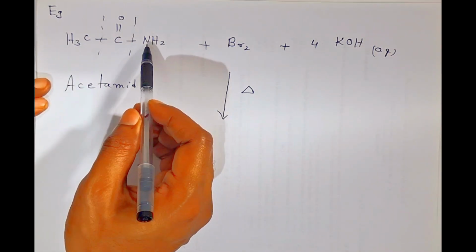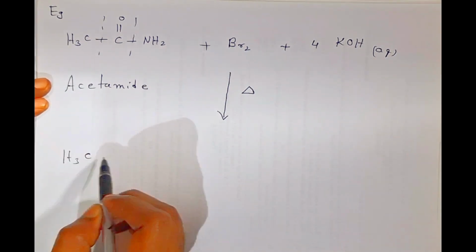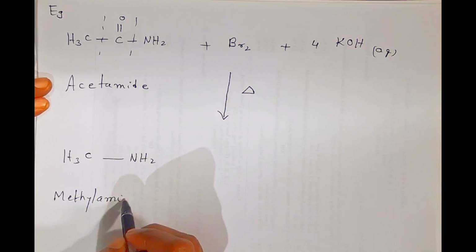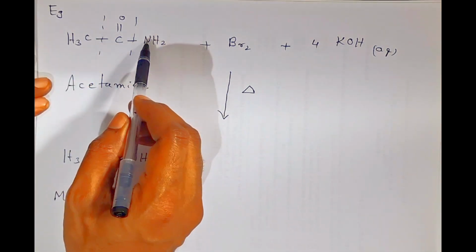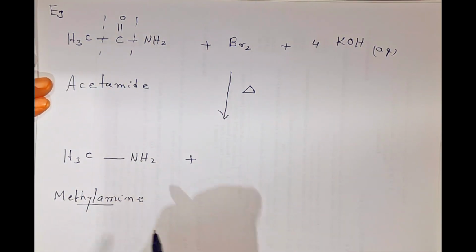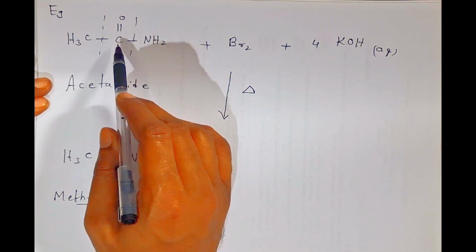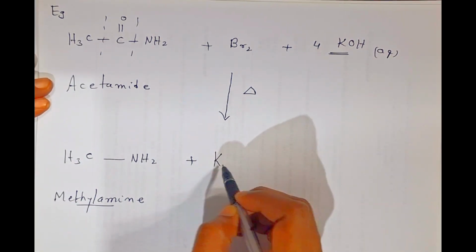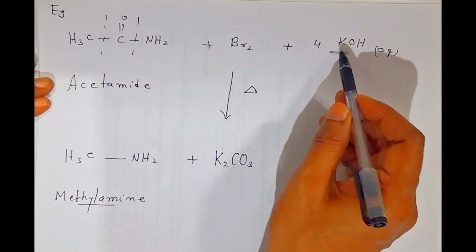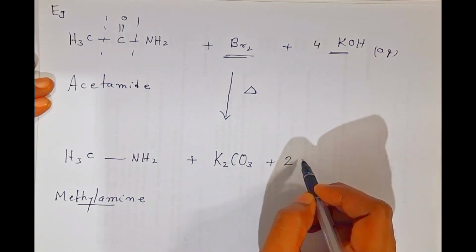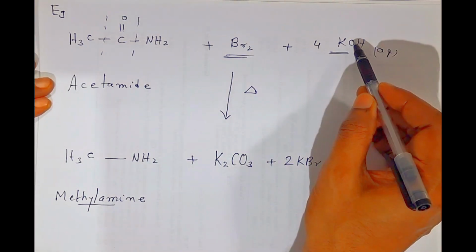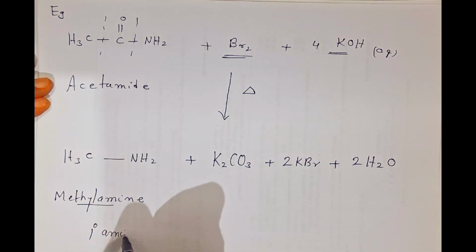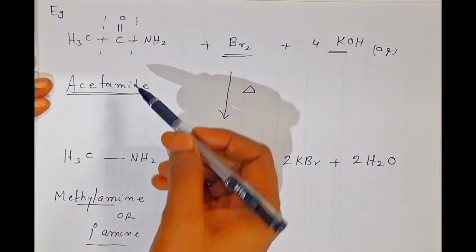Now this methyl combines with nitrogen and forms methylamine. The carbon of this methyl joins the nitrogen to form methylamine, and along with it you get the carbonyl degraded from here. It combines with potassium of the potassium hydroxide and is removed as potassium carbonate. 2 potassium combine with 2 bromine and are removed as KBr, potassium bromide. 2 oxygens are removed as 2 water molecules. This way we have prepared primary amine from acetamide.